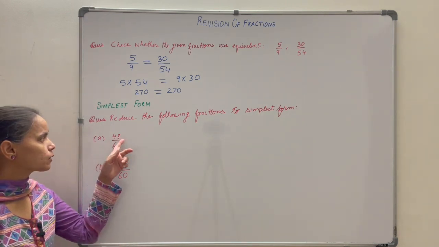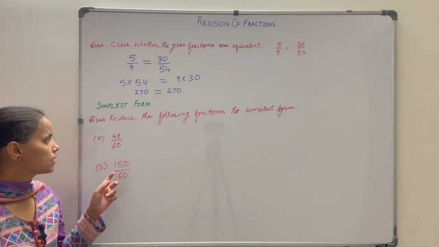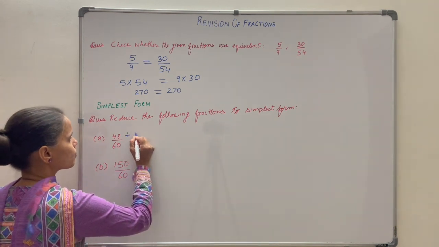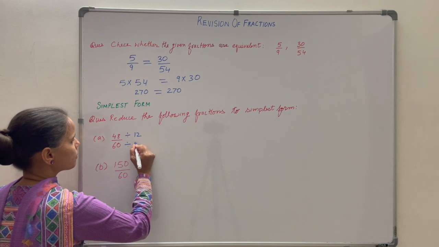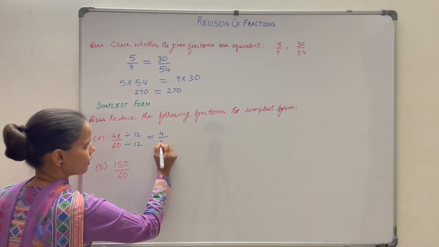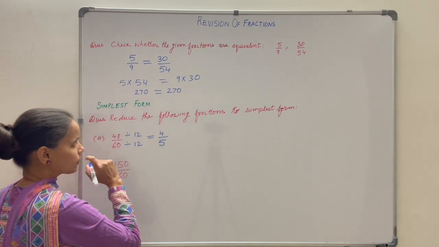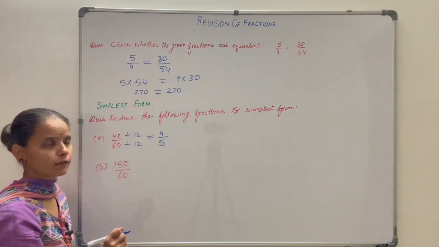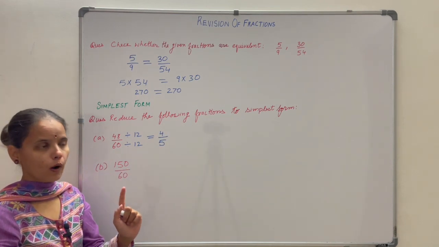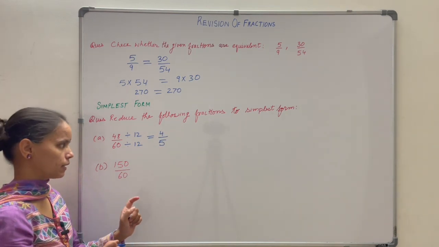So what is the highest common factor of 48 and 60? It is 12. So you have to divide the numerator by 12 and the denominator also by 12. So 12 4s are 48, 12 5s are 60. So the simplest form is 4 by 5. What is the common factor in numerator and denominator here? 1. So this is in simplest form.